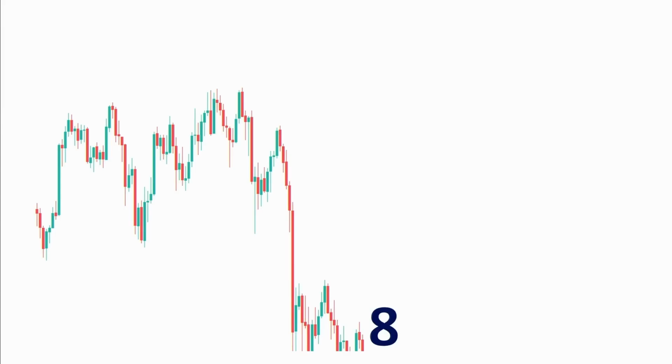So if you stayed in it, yeah, great. But you couldn't have foreseen that. What you can foresee is the high probability target that coincides with this support level. So yeah, nice and easy.